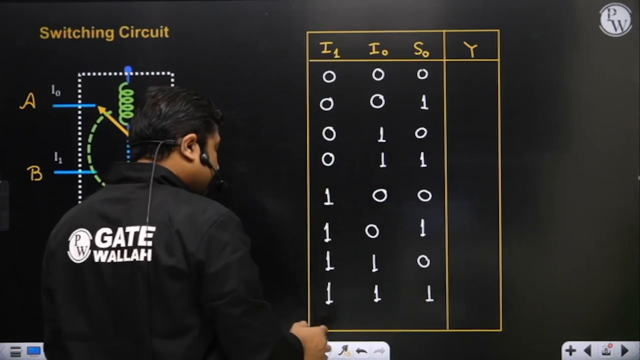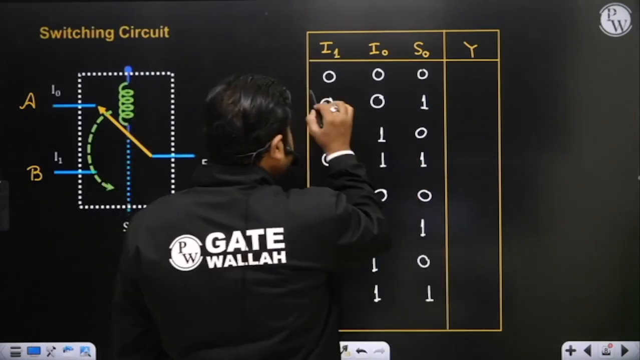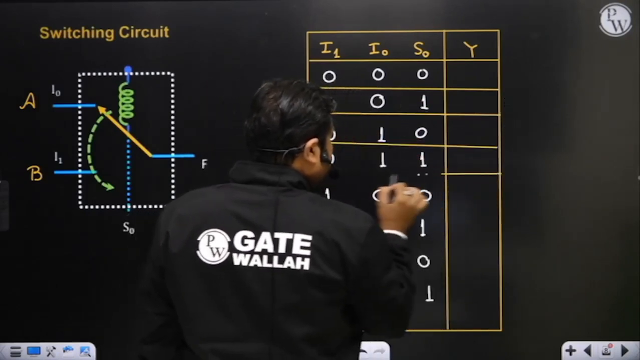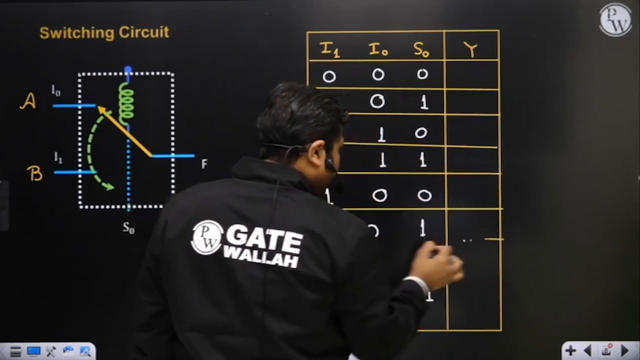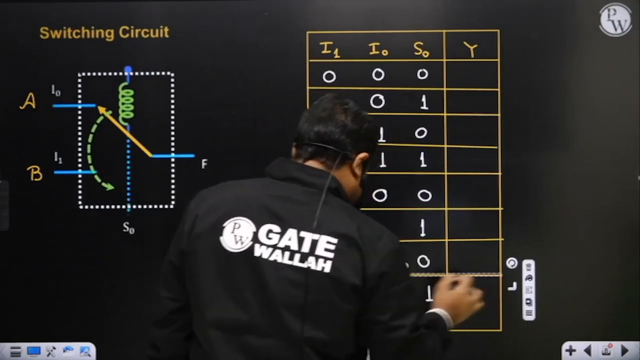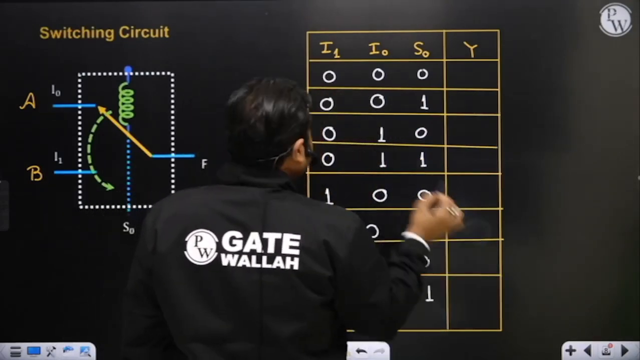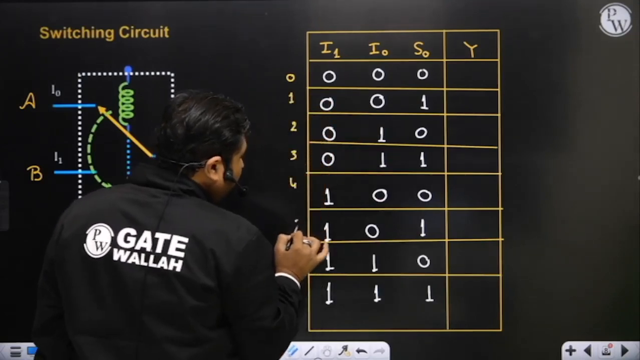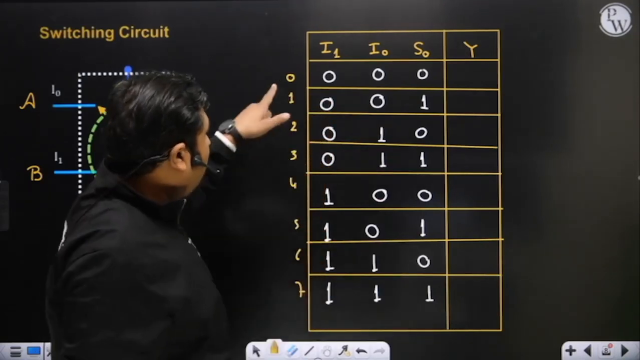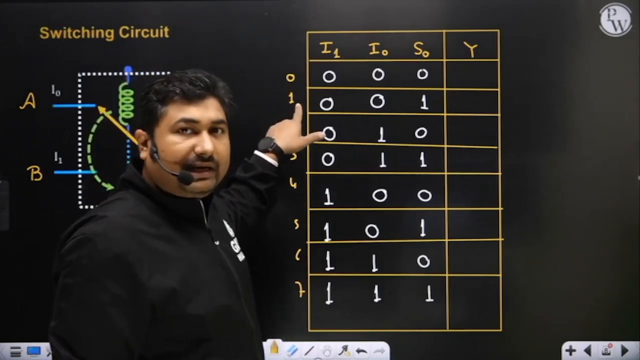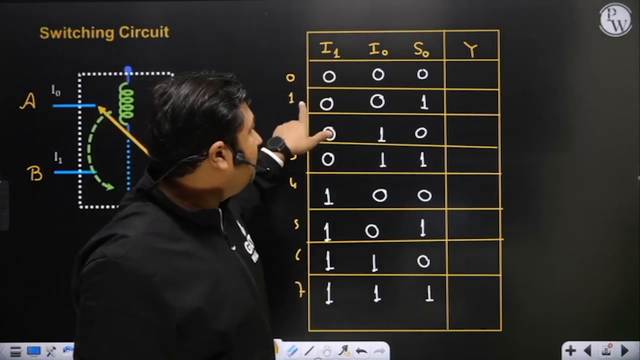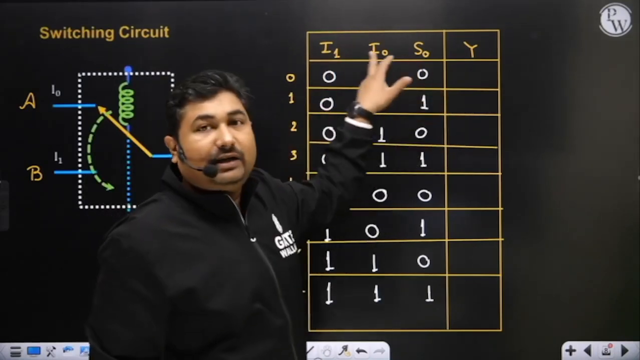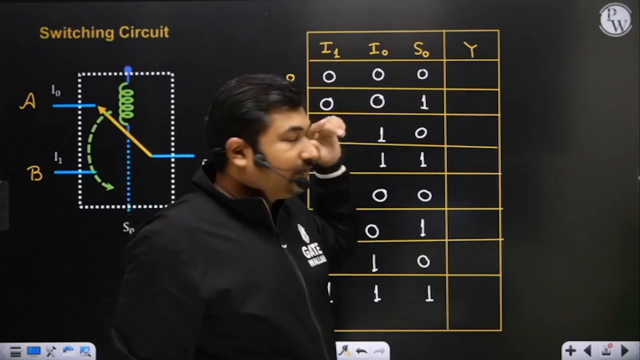And the possibilities are 0, 1, 2, 3, 4, 5, 6, and 7. Yes, sir. So this is the binary of 0, 1, 2, 3, 4, 5, 6, and 7. But when I am writing the binary, I am taking I1 as the MSB and S0 as the LSB. Is it okay? Yes, sir.